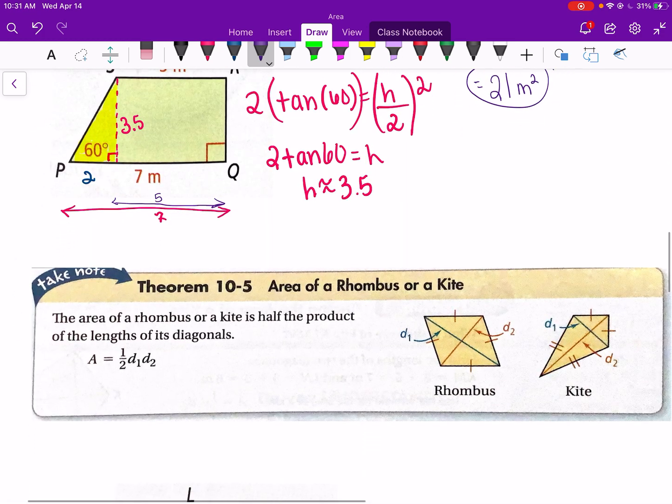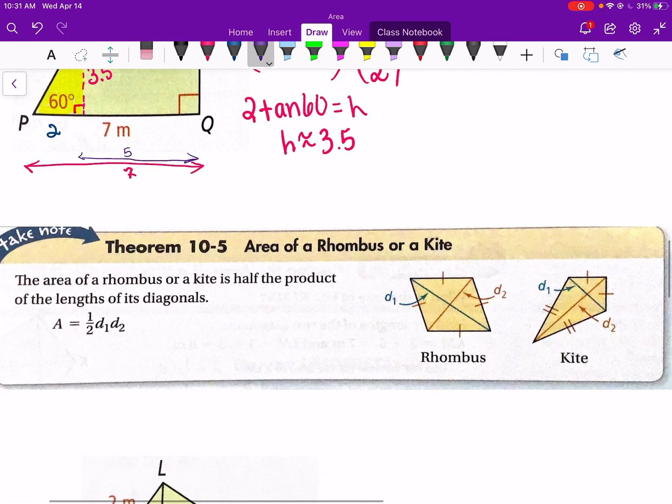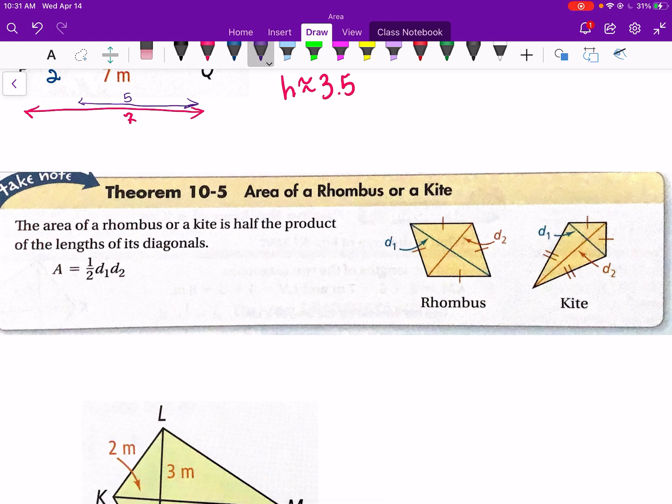Now we are going to move on to area of a rhombus or a kite. So this is actually one formula fits all. This formula works for a rhombus or a kite. Now remember, a rhombus is a quadrilateral or a parallelogram with 4 congruent sides, and a kite is a quadrilateral with 2 sets of congruent adjacent sides. So there are pictures of both a rhombus and a kite there.